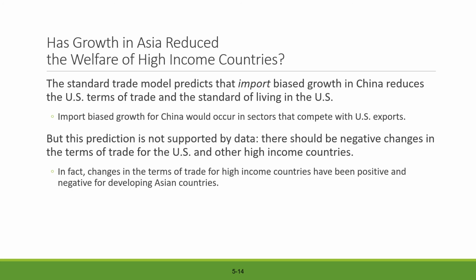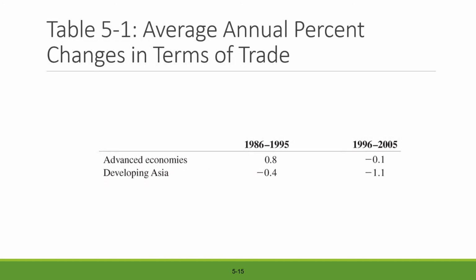In fact, changes in the terms of trade for high-income countries have been positive, and negative for developing Asian countries. The results are different from what the theory predicts. Here is the evidence. In advanced economies, the average annual percentage change in terms of trade is 0.8. That has increased, but in 1996 to 2005, that has decreased by minus 0.1. Whereas in developing Asia, it has decreased in both time periods.